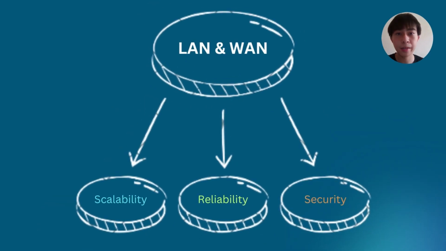Overall, the LAN and WAN infrastructure solutions are able to provide scalability, reliability, and security to SUNWAYBANK's network. By improving the operational efficiency, SUNWAYBANK can continue to provide effective communication between their branches and headquarters.